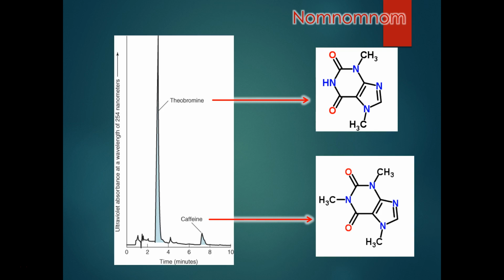And if we look at the structure, again, look how similar they are. The only difference between the two is the methyl substituent in that amine group. Secondary amine goes to a tertiary amine. That's the difference between the theobromine and the caffeine. That one methyl group makes all the difference.